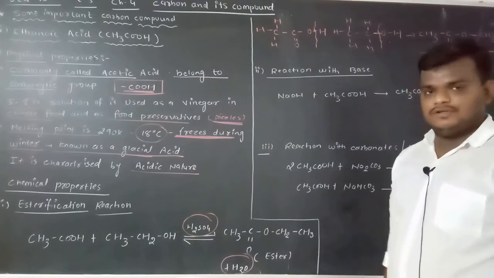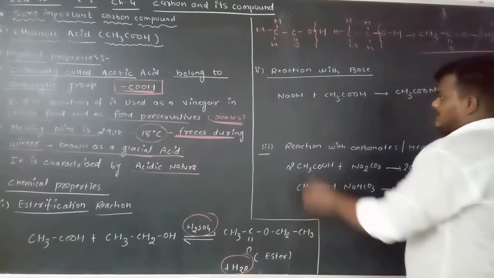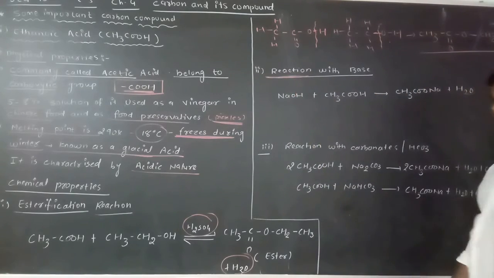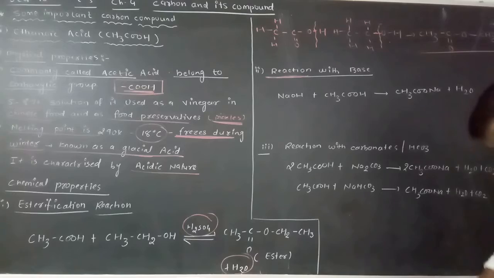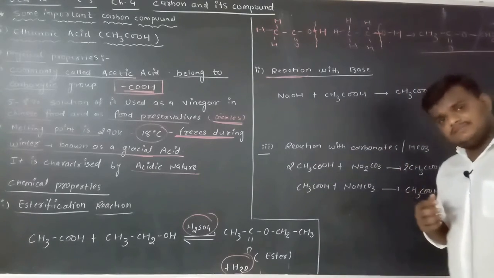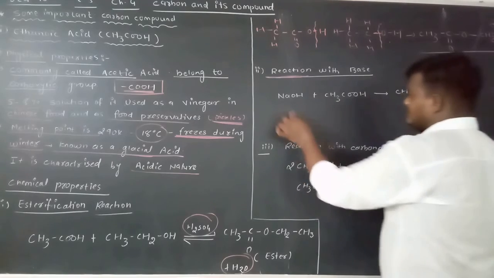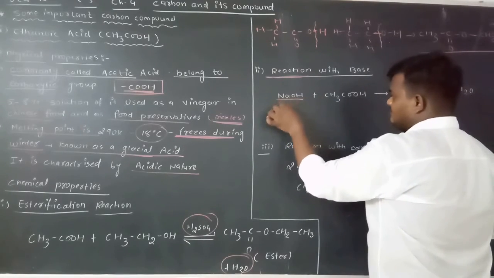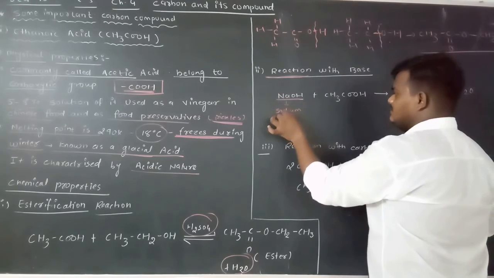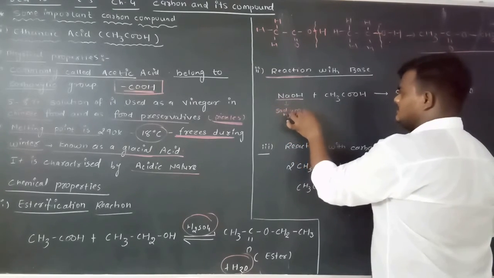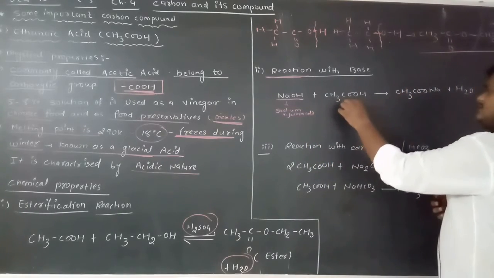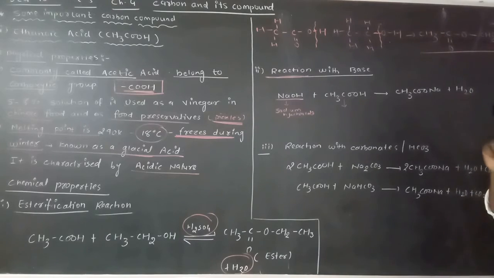So read it carefully. Now another reaction: acetic acid with base. So it is an acid. How does it react with a base? I am taking sodium hydroxide as a base. So this is our sodium hydroxide. It is a highly concentrated base, while this is our acid, CH3COOH, acetic acid.